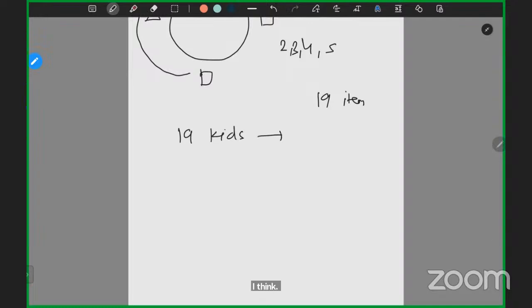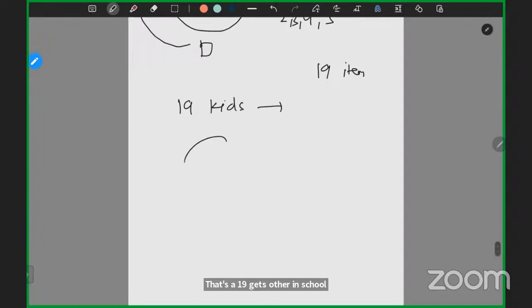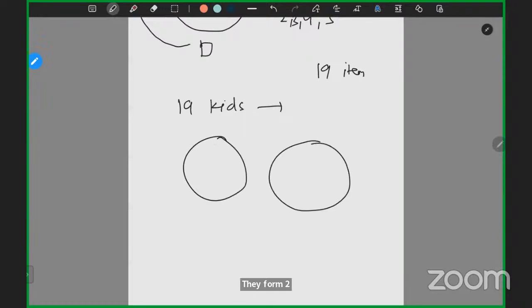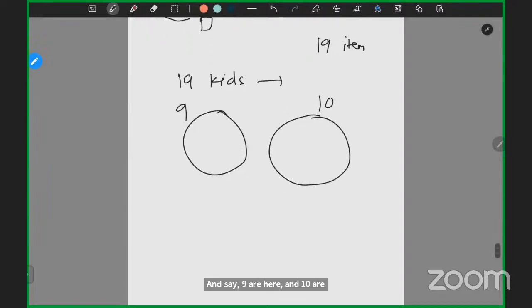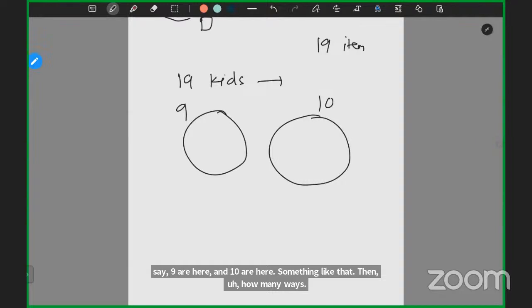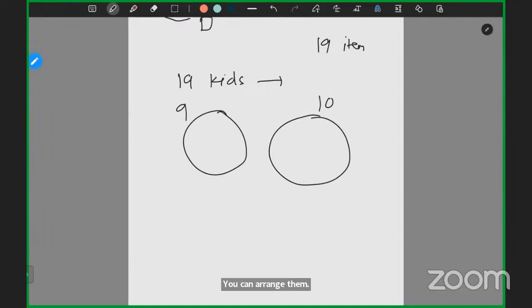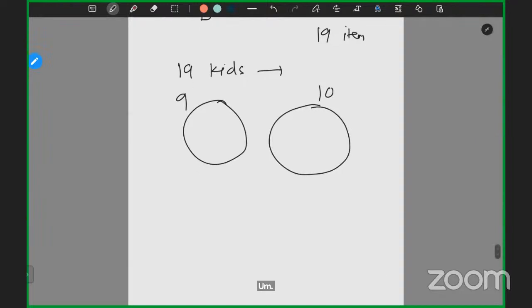They form two circles, not concentric. So they're forming these two circles. Let's say 9 are here and 10 are here, something like that. Then how many ways can you arrange them? So what's happening?